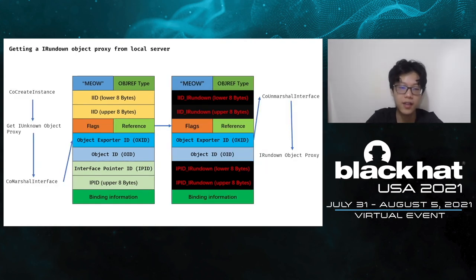After figuring out how we could get an unknown object proxy from the local server, we use similar steps to obtain a rundown object proxy from the local server. First, we get an unknown object proxy from the local server, then call CoMarshalInterface to get the objref buffer of the unknown object. Replace the IPID with the IPID of the rundown. And finally, call CoUnmarshalInterface to get the rundown object proxy.